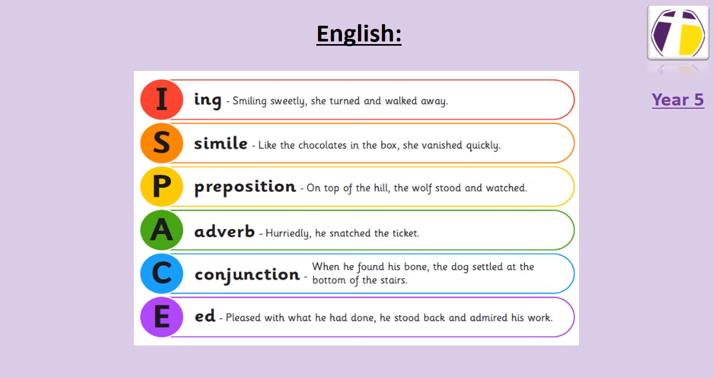S is for similes. Like the chocolates in the box, she vanished quickly. P is for prepositions. On top of the hill, the wolf stood and watched. A is for adverbs. Hurriedly, he snatched the ticket. C is for conjunctions. When he found his bone, the dog settled at the bottom of the stairs.